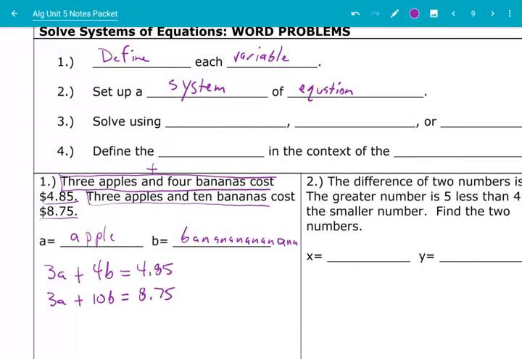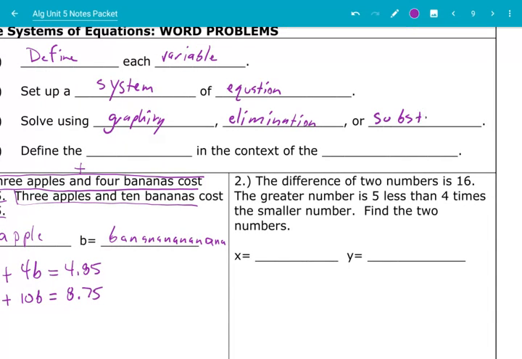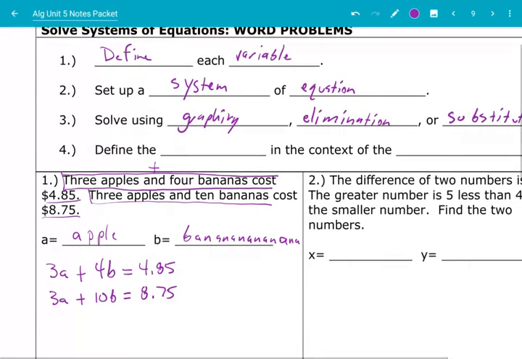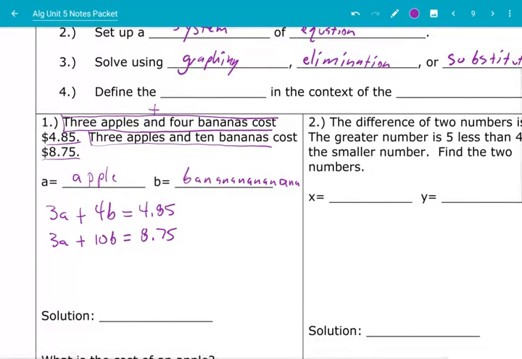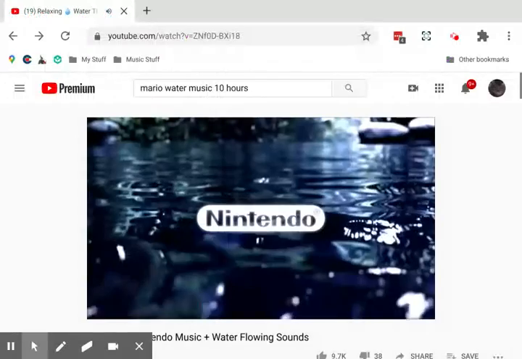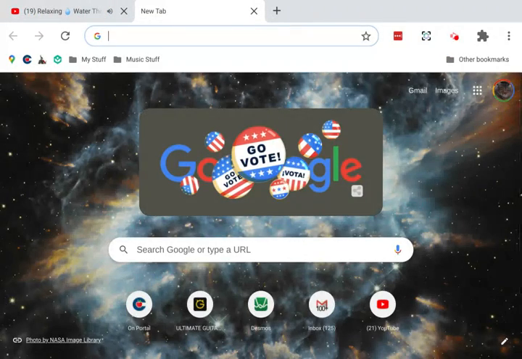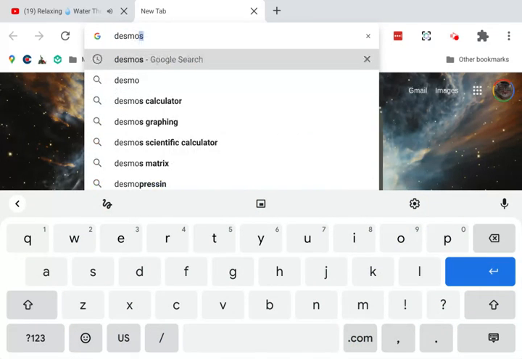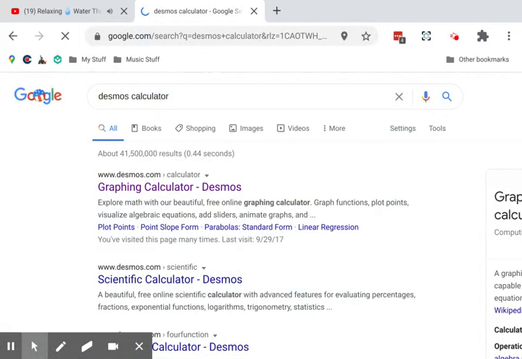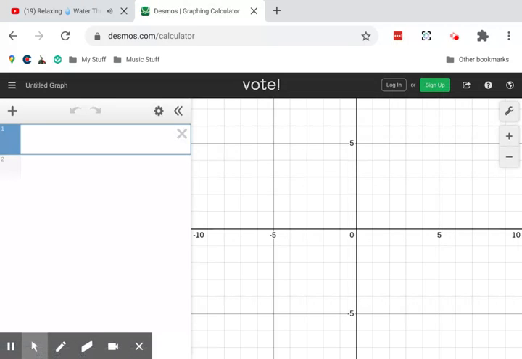So next we're going to solve by graphing, elimination, or substitution if you want. You won't use that much in the future. Of course, graphing is the easiest. Just plug those two into your graphing calculator, or Desmos. In fact, I'm going to do that right now. I'm going to go over to Desmos, D-E-S-M-O-S. I'm going to show you how we can do that.